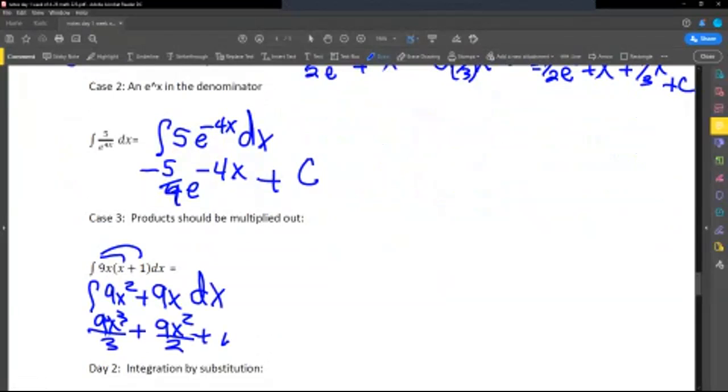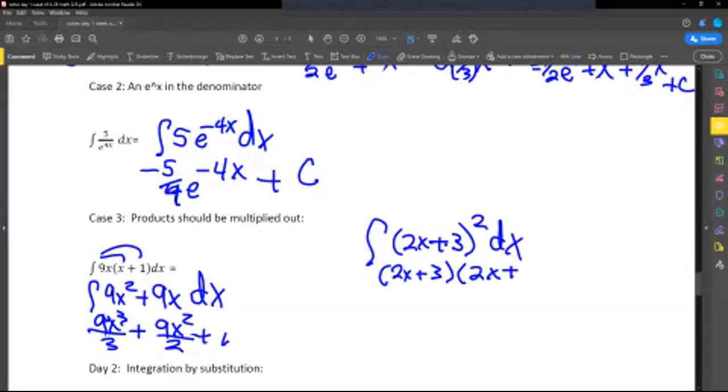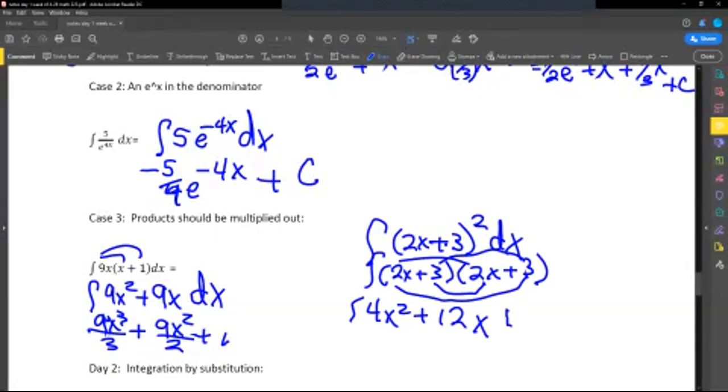All right, be watchful of something like this: 2x plus 3 squared. Remember that you cannot just distribute the square through. You're going to have to FOIL that out, so you're going to have to multiply it out. 2x plus 3 times 2x plus 3. So if I do the first, it would be 4x squared. The outsides would be 6x, and the insides are 6x. So altogether, it's 12x. And the last would be 9. And once I multiply it out, I have something I can integrate.